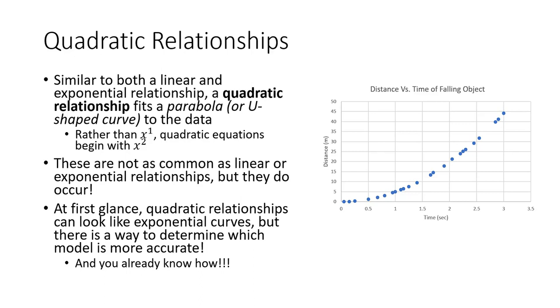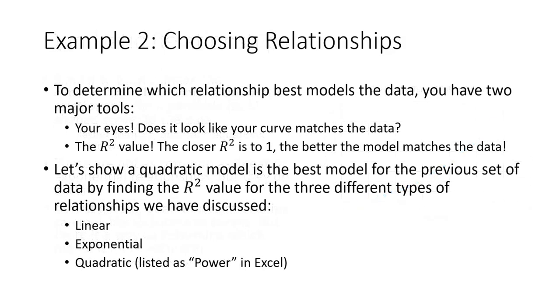For example, the distance that an object falls and the time that it takes for that object to fall have a quadratic relationship. At first glance, quadratic relationships and quadratic curves may look similar to exponential curves. But there's a way to determine which model is accurate, and you already know how to do it using trend lines. So to determine which relationship best models the data, you have two major tools.